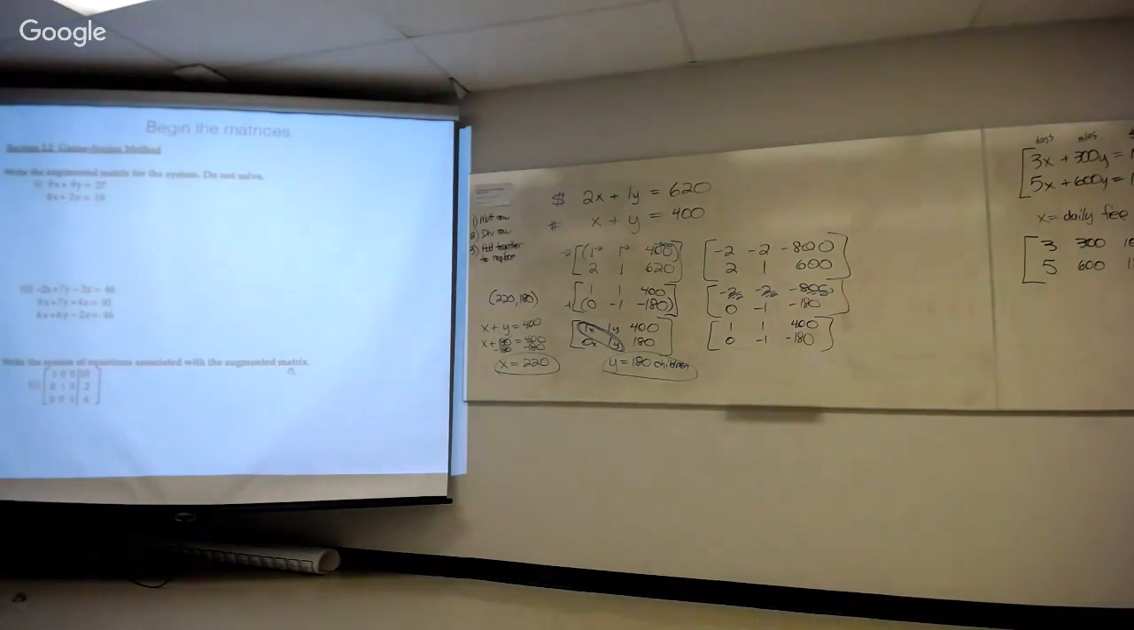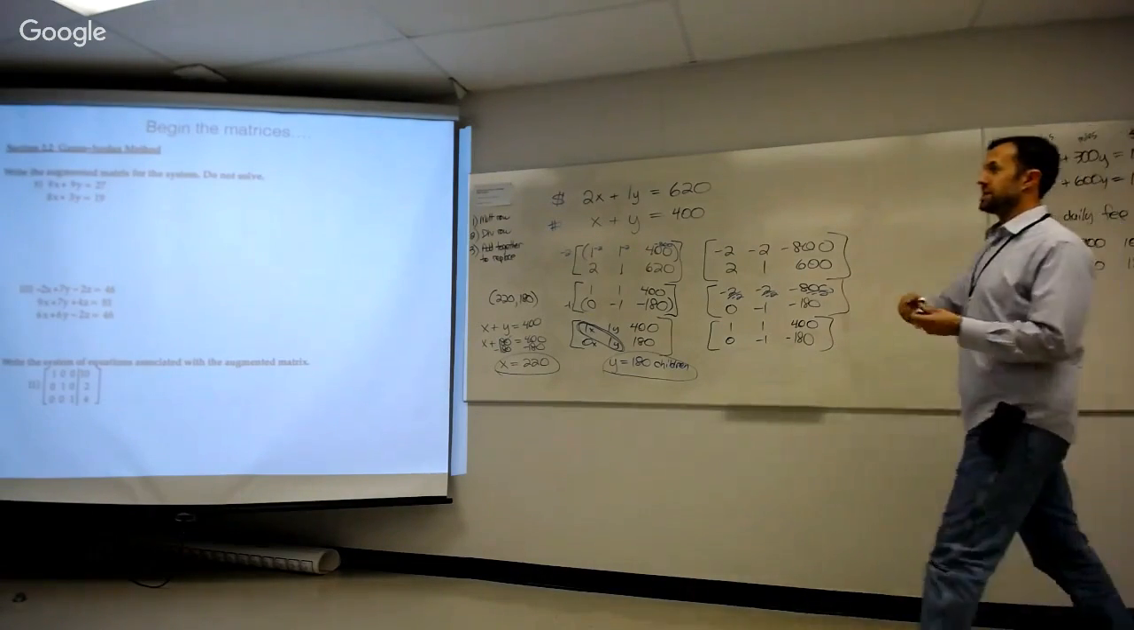So, section 2.2, the Gauss-Jordan method. Now, we've already been doing the matrices. I don't know why I wrote that, begin the matrices. We're already doing the matrices. We're actually going to do a couple of these questions right now.